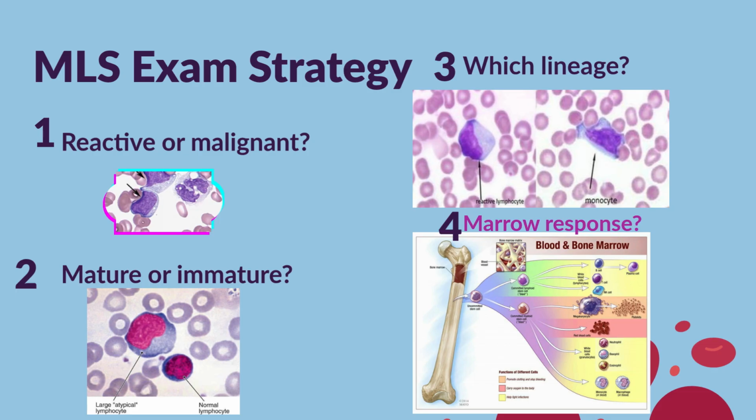Is the body reacting to infection or stress, or does this look cancerous? Reactive changes usually still look organized and purposeful. Malignant cells often look immature, abnormal, and uncontrolled. An example would be reactive lymphocytes in a viral infection, while blasts are for leukemia. Mature or immature? Look at the nucleus and the chromatin. Mature cells equal clumped chromatin and segmented nuclei. Immature cells have fine chromatin, nucleoli, and a high N-to-C ratio. The more immature the cell looks, the more concerned you should become.